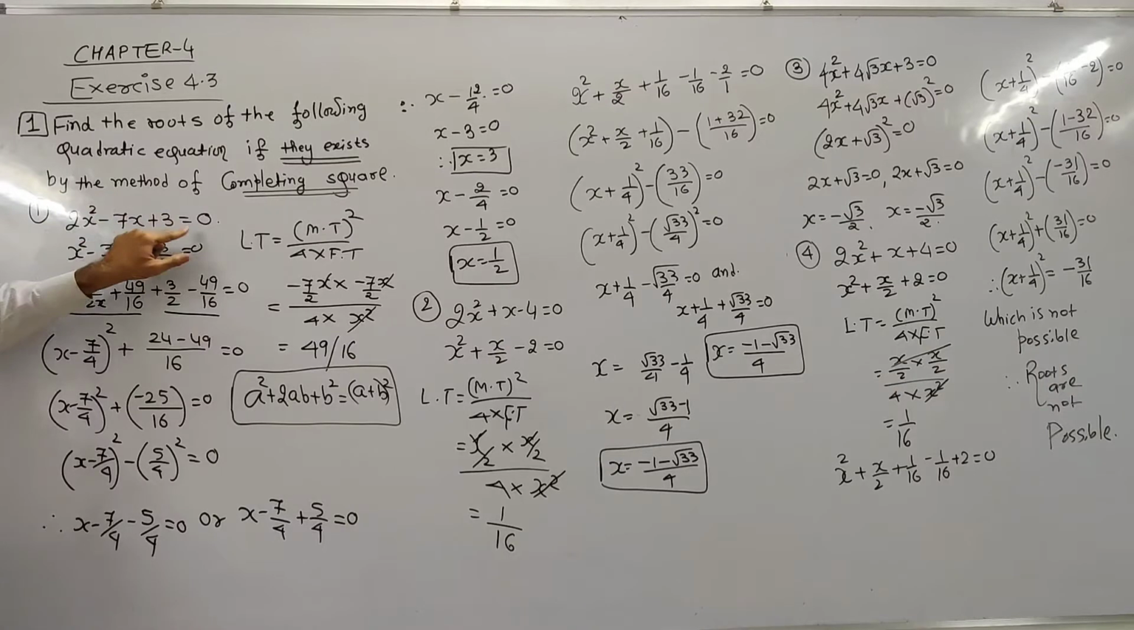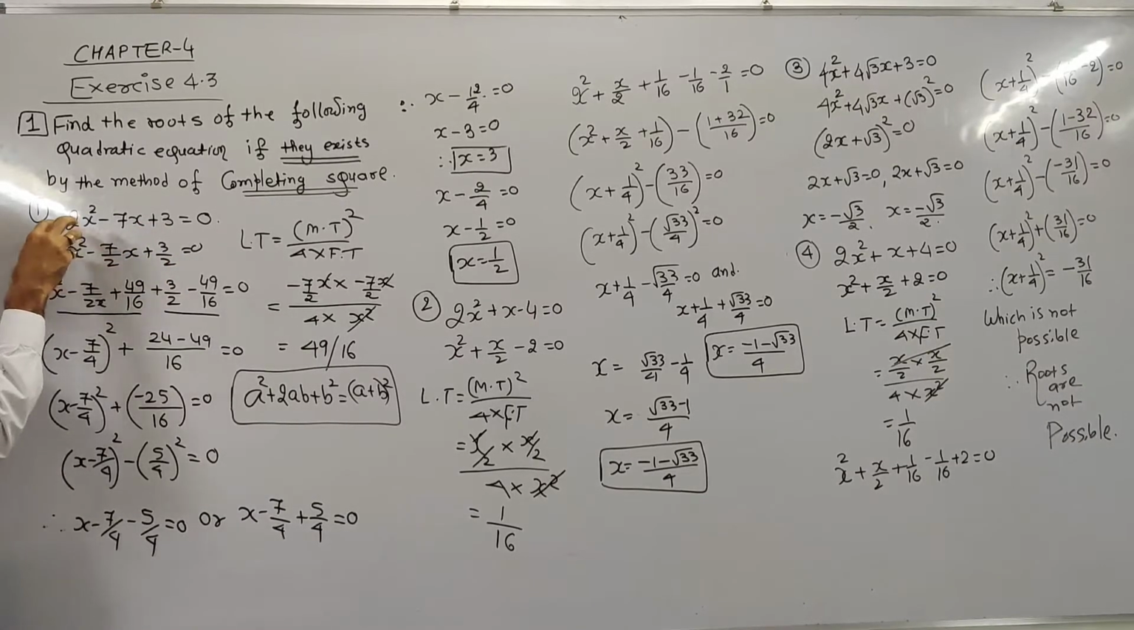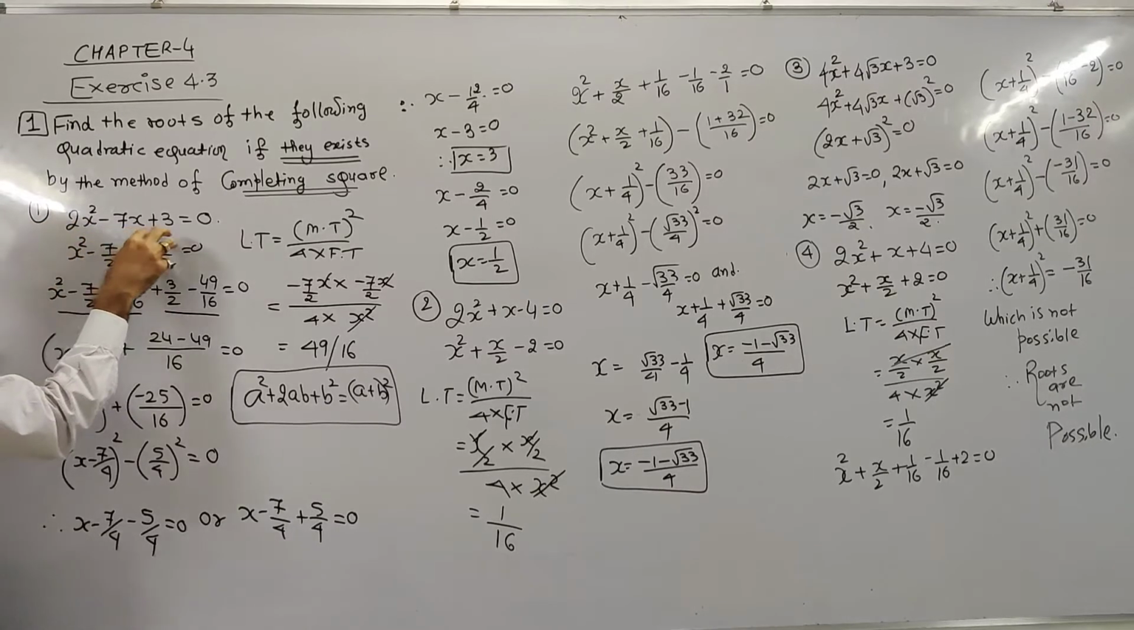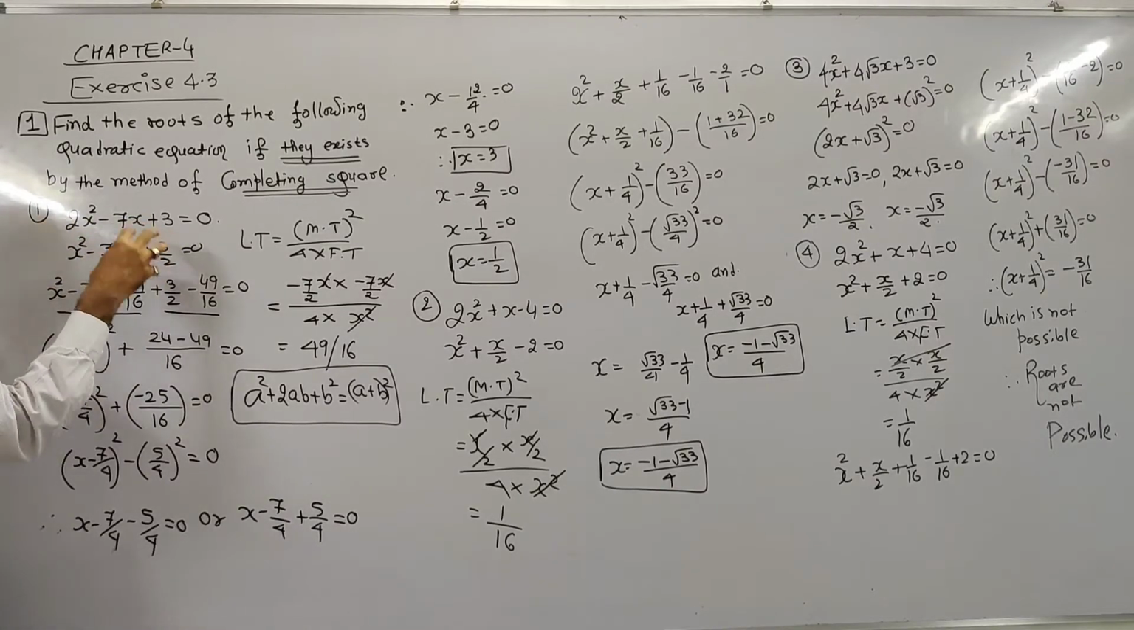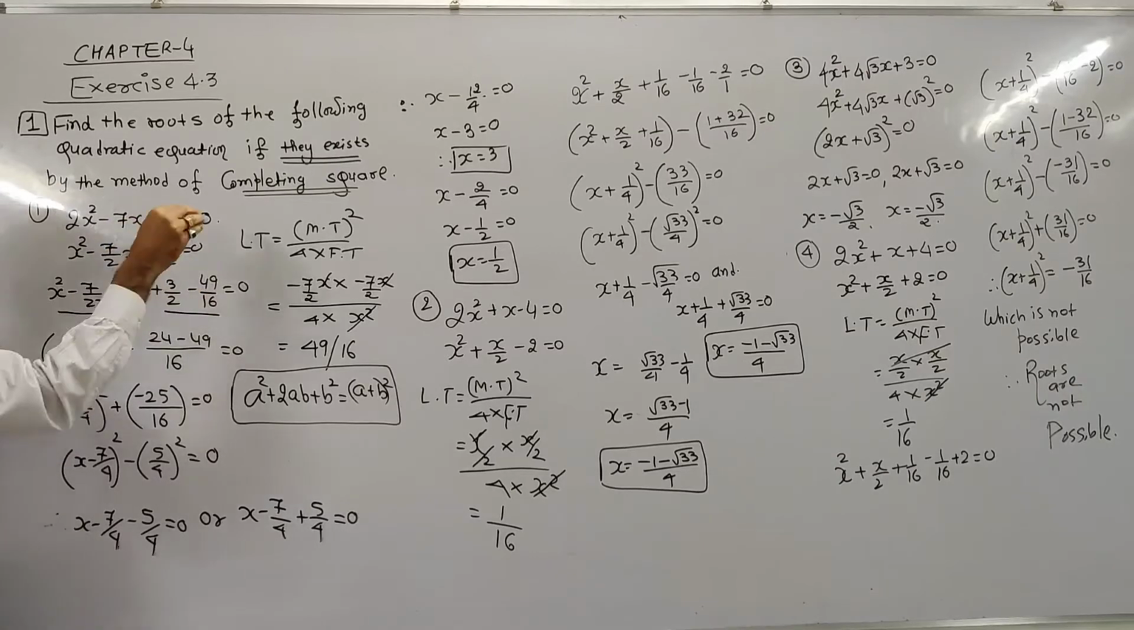So when you divide this equation by 2, you get x square minus 7 by 2 x plus 3 by 2 is equal to 0. Now this is your first term, this is your middle term, and this is your last term. Here the last term is not appropriate, so find out the last term.